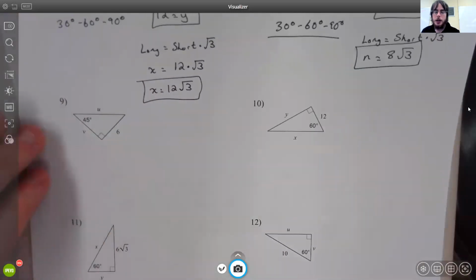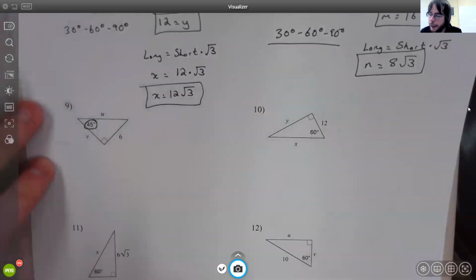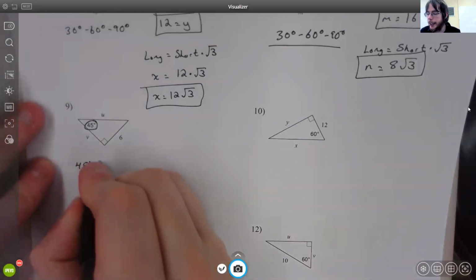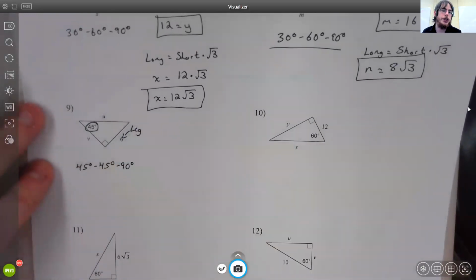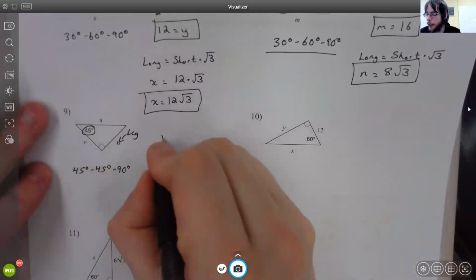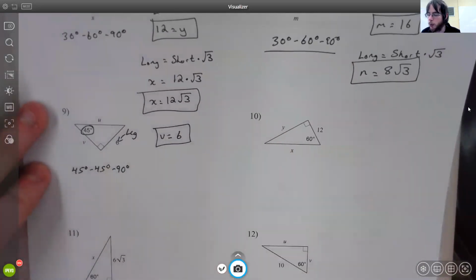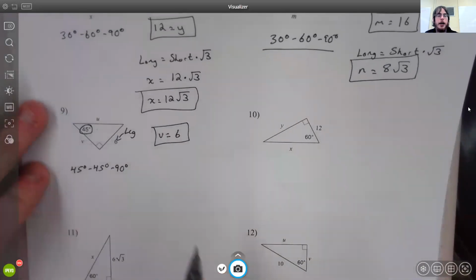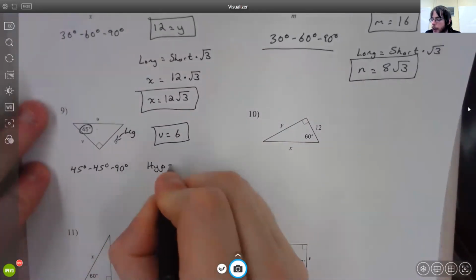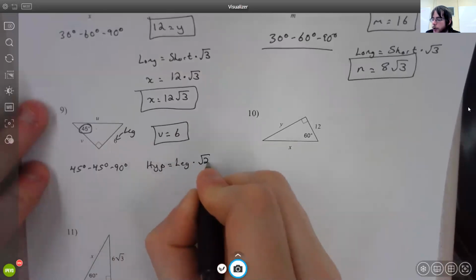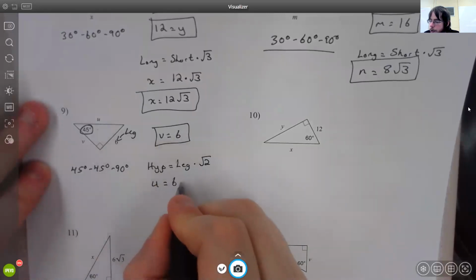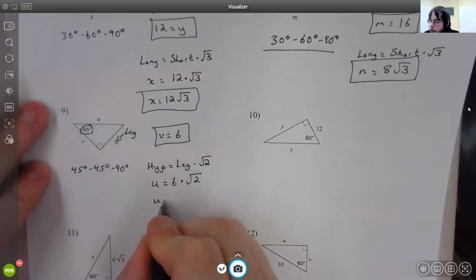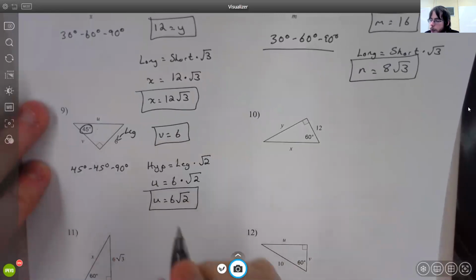Number 9, we're dealing with a 45, 45, 90 triangle. And the first thing about a 45, 45, 90 triangle is that the legs are congruent. So in this case, we do have a leg, which is 6. So since the legs are congruent, we know that V must be 6 as well. Now to find our hypotenuse U, we use the formula hypotenuse equals the leg times root 2. Our hypotenuse is U. Our leg is 6 times root 2, which means that U is equal to 6 root 2.